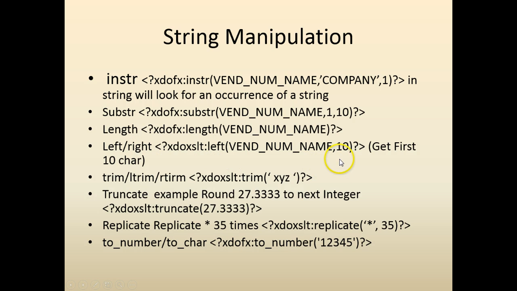Left and right are like substring. I'm going to specify I need the 10 elements from the left side. If I specify right, it gets the right side. Trim, of course, trims out the spaces. Truncate would round the number. Replicate, in this case, is going to replicate this asterisk 35 times. To number would convert a string to a number. Note that you cannot convert ABC to a number.